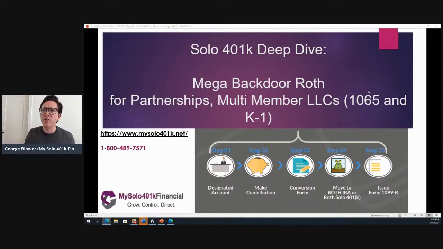So we'll get started. Today's presentation, we're going to be going over the Mega Backdoor Roth procedure for a self-employed business which is taxed as a partnership. That could be a multi-member LLC or just an unincorporated partnership for tax purposes.